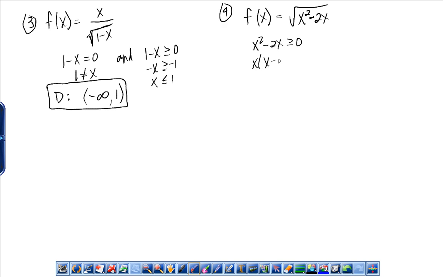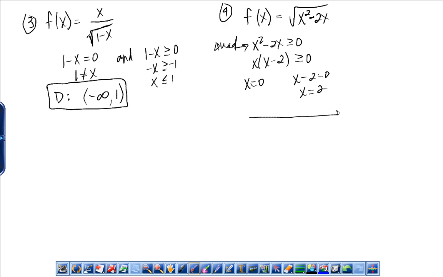So this gives me x minus 2 greater than 0. You can now set those basically equal to 0. So x equals 0 and x minus 2 equals 0. So x is 2. This right here is a quadratic.